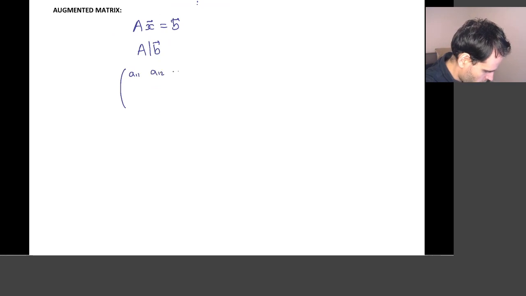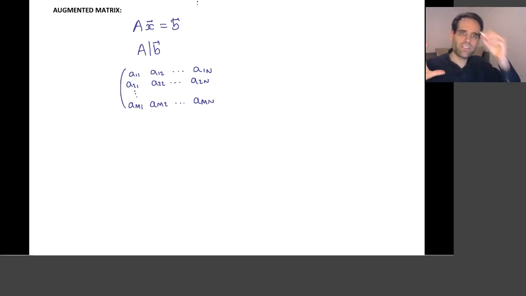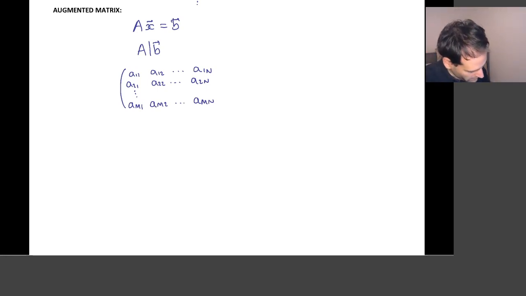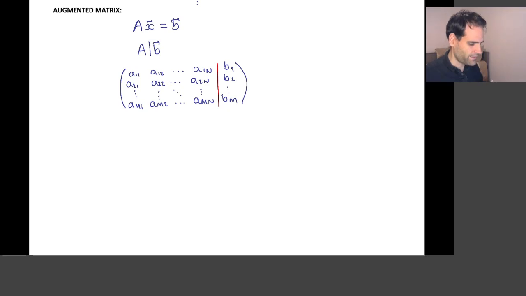A11, A12, all the way up to A1n, A21, A22, up to Am1, Am2, all the way up to Amn. And then instead of closing the parentheses for matrix A, we use a vertical line, like that. And then we write the m coefficients of vector B. So B1, B2, all the way up to Bm. Okay? And that's it. That's what we call the augmented matrix.